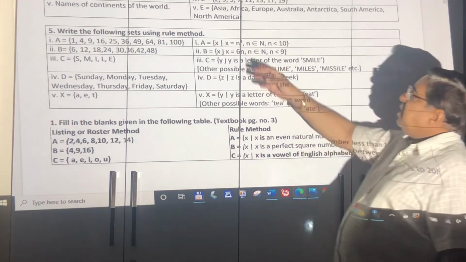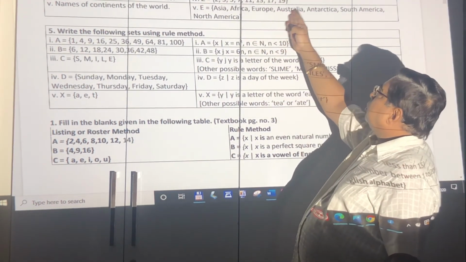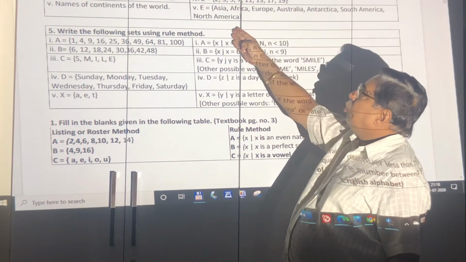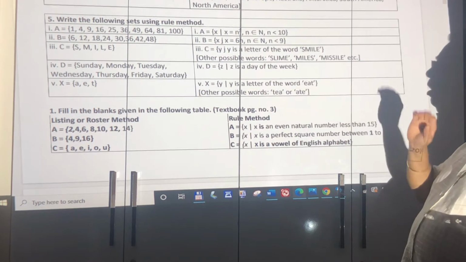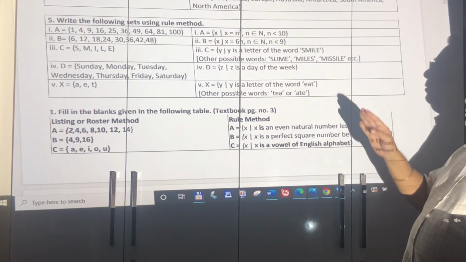Name of the continents: Asia, Africa, Europe, Australia, Antarctica, South America, North America. Your geography book helps you with this. So you see how we are listing. Now let's go for the rule method.